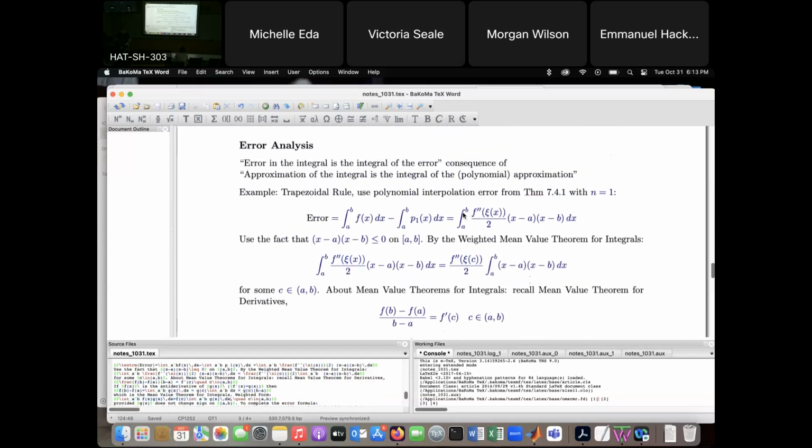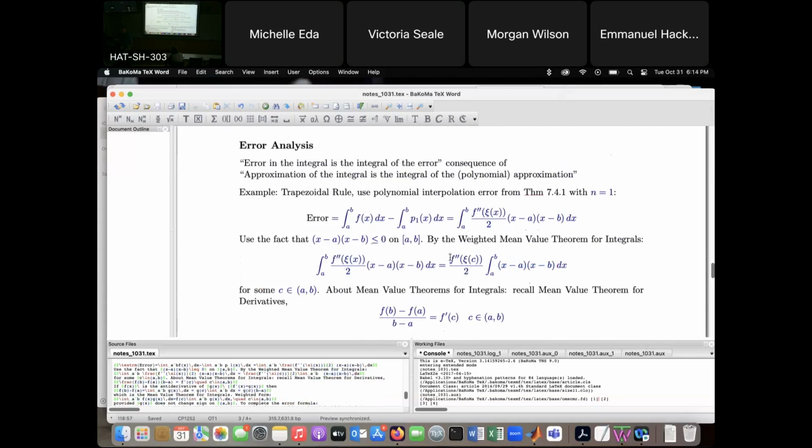Okay. So right now, this is the expression I have for the error in the trapezoidal rule. What I do is apply the weighted mean value theorem for integrals, because this quantity here, (x minus a) times (x minus b), where is it equal to 0? Only at a and b. But those are the endpoints. So this whole expression is less than or equal to 0 on [a, b]. In other words, on [a, b] it does not change sign. So I'm allowed to use the weighted mean value theorem for integrals. I can leave the (x minus a)(x minus b) in there, and I pull out the rest of it, f double prime, evaluated at some unknown point, divided by 2.